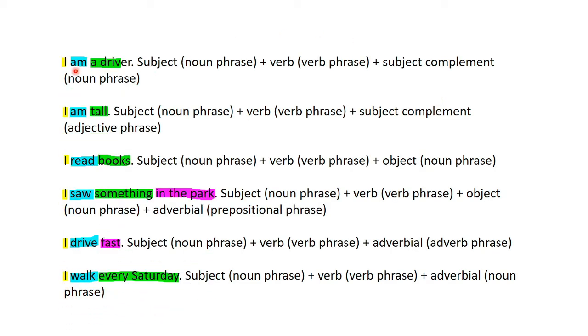Look at the first one. I am a driver. Subject, verb, a is an indefinite article modifying the noun driver. A driver. A driver is technically renaming the subject I, so this is a subject, verb, subject complement sentence. I am tall. Tall is an adjective, therefore it's an adjective phrase here, and tall is describing the subject I. Any phrase that describes the subject is called the predicate adjective, and it serves as the subject complement in that sentence. Therefore this is a subject, verb, subject complement sentence.